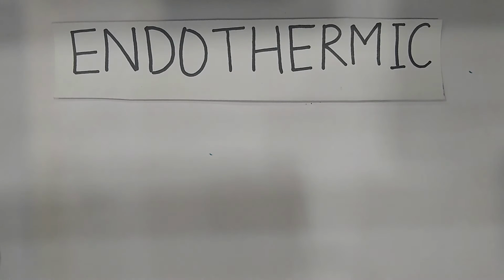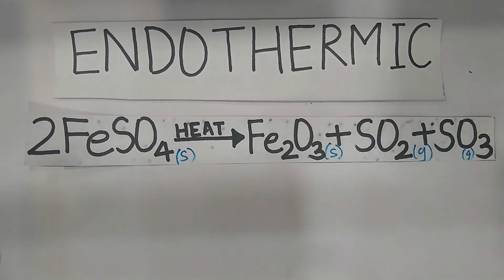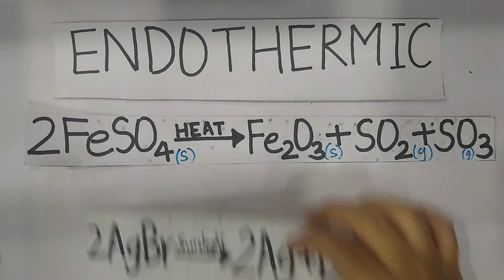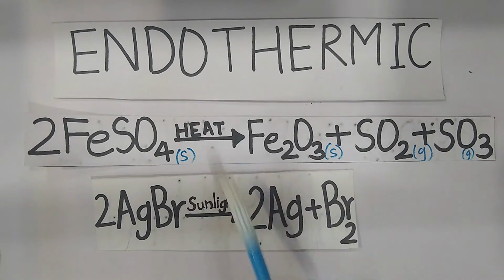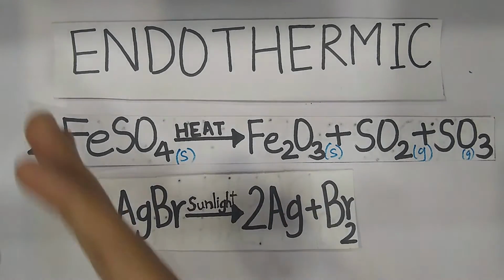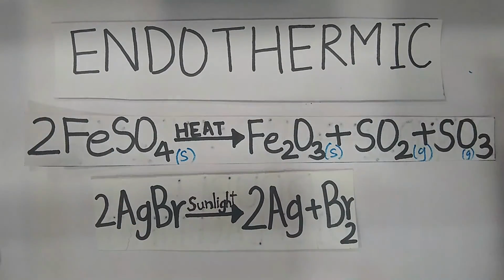So all these previous examples that you observed in the decomposition are also endothermic. Why are they endothermic in nature? Because they require some sort of energy, which is either heat or sunlight, to break the bigger compounds into smaller compounds. So these are not only decomposition reactions, but they are also endothermic in nature.